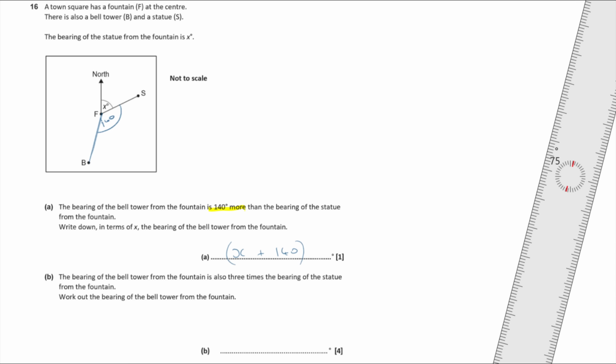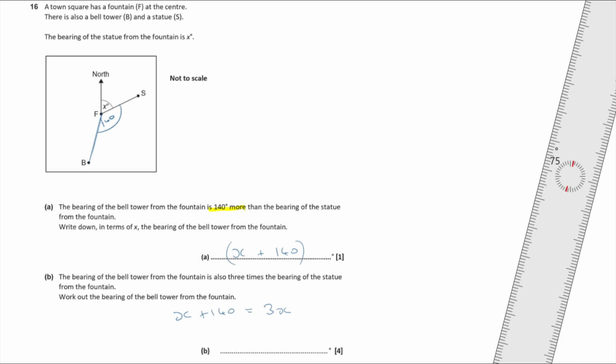The bearing of the bell tower from the fountain is also 3 times the bearing of the statue from the fountain. Work out the bearing of the bell tower from the fountain. Well, 3 times the bearing of the statue is 3 lots of x, isn't it? So what we're saying here, the bearing of the bell tower, which we already found was x plus 140, we're now told that's going to be the same thing as 3x. 3 times the bearing of the statue from the fountain.